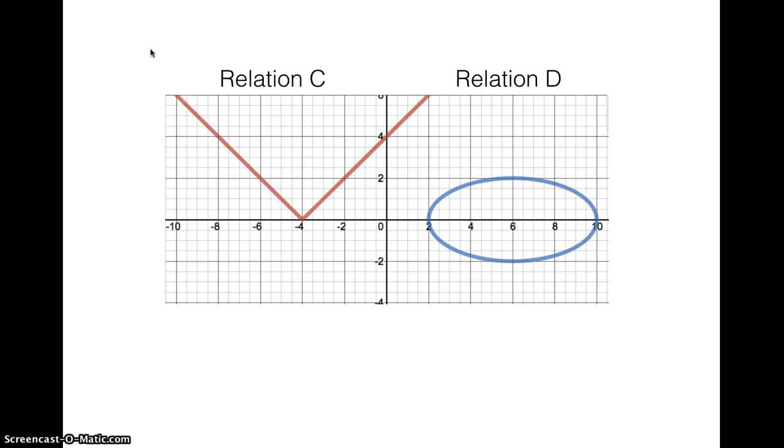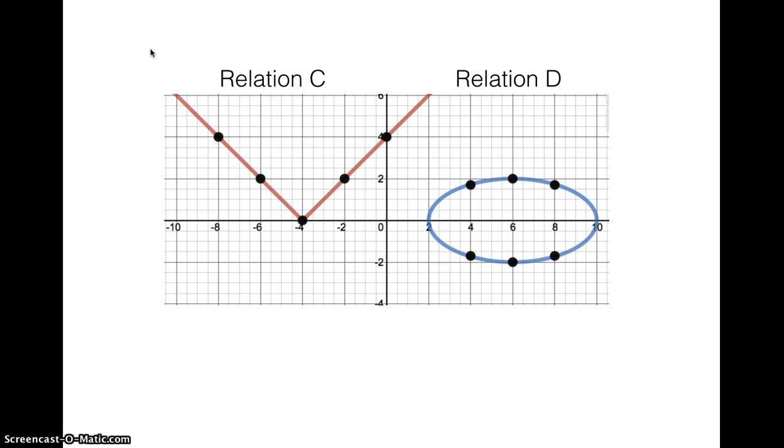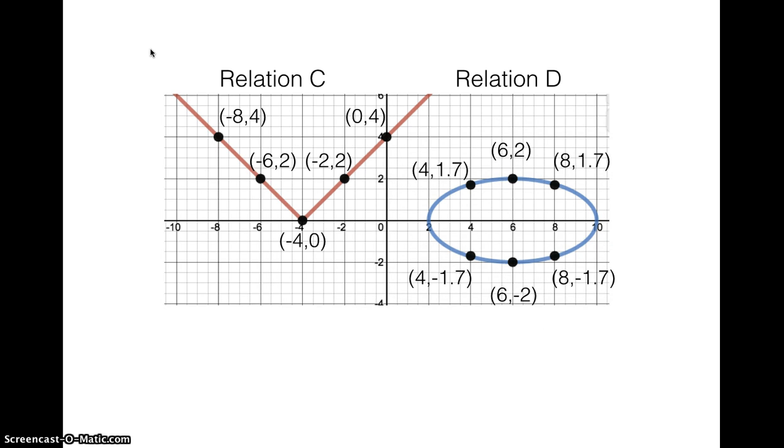Here we have 2 graphs. We have relation C and relation D. To get a better idea of what's happening here, we're going to plot some points on both graphs. So here's some points on relation C. Here's some points on relation D. And in this case, relation D is the one that's probably not the function because the value 4 repeats itself, value 6 repeats itself, and the value 8 repeats itself for all of the input values.